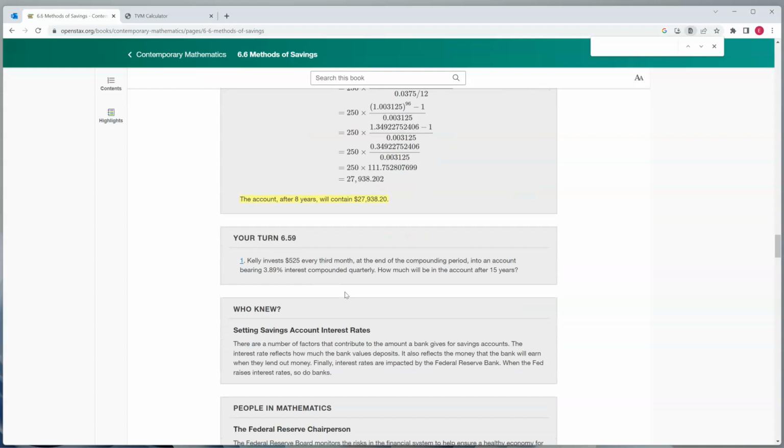So again, here's the your turn 6.59. I highly advise you stop this video right now and try it. It's a little tricky because it talks about investing every third month. Well, think about that. If you divide 12 by 3, that's 4. So you're really talking about every quarter, and it's bearing interest, compounding quarterly. So I would stop and try this one, knowing that every third month is really talking about at the end of the quarter.